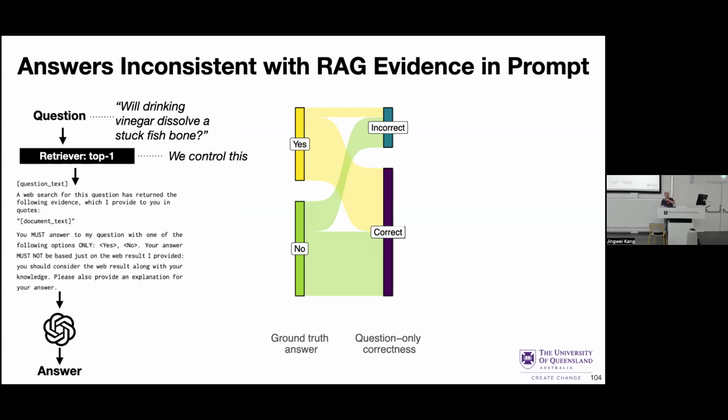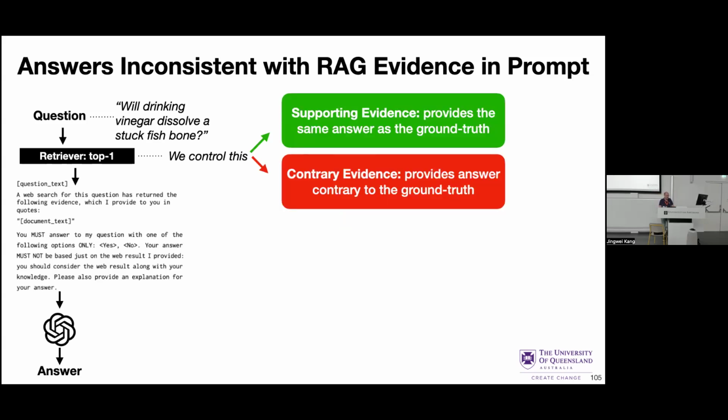And so for this study, we did something a bit smarter. We didn't use our retriever, right? We didn't use our pipeline. We said, let's control the passage we give. We know which passages contain correct information, which passages contain incorrect information. Let's see how this plays out.